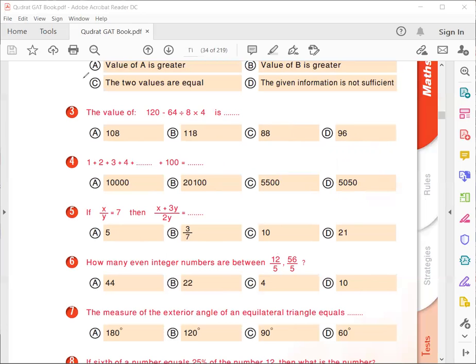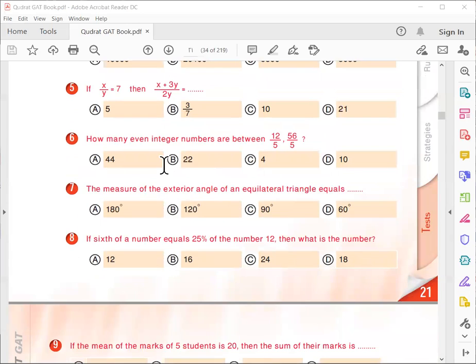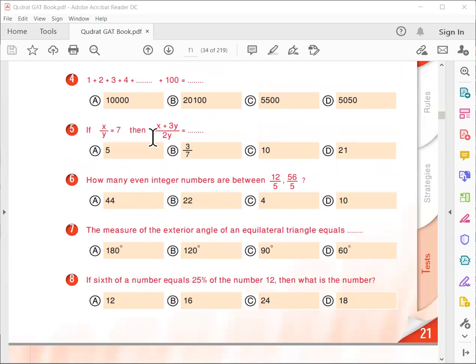If X over Y equals 7, then X plus 3Y over 2Y. Oh, that's the problem. It is easy, right? You simplify it only. If you want to put it, X is 7, Y it is 1, then you get the answer. Or you separate X over 2Y plus 3Y over 2Y. Then you get the answer.